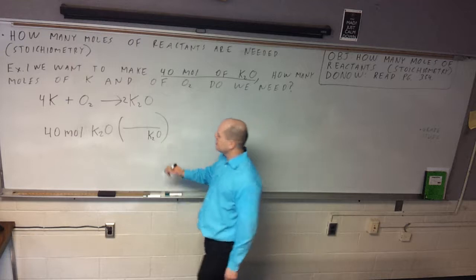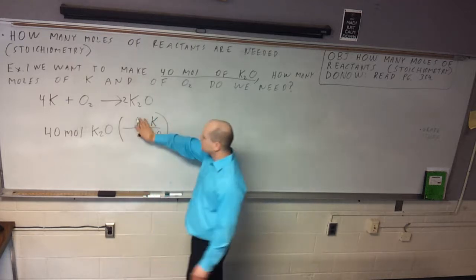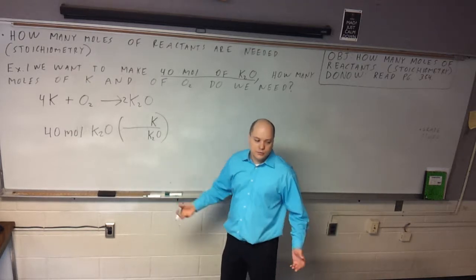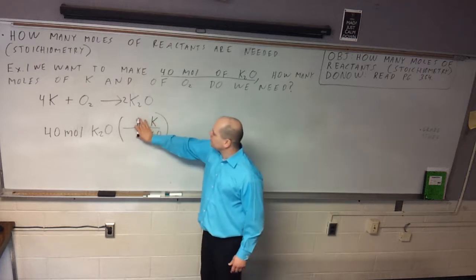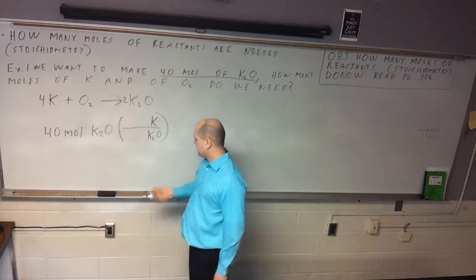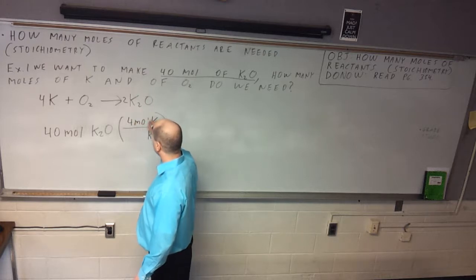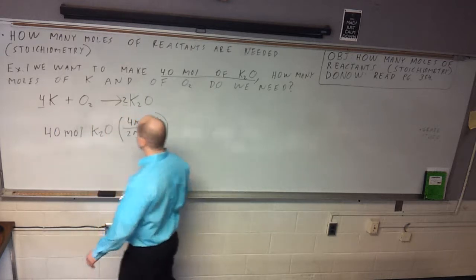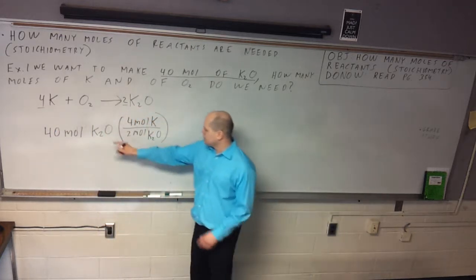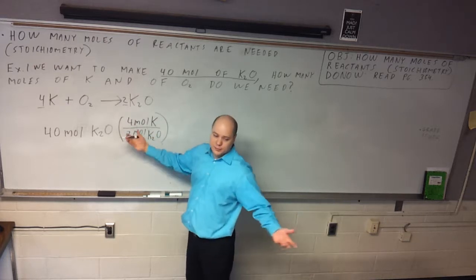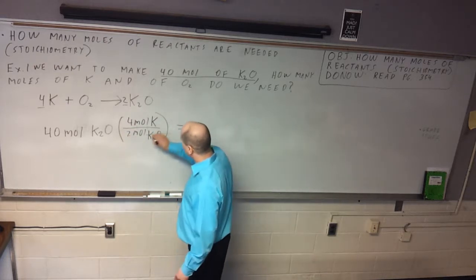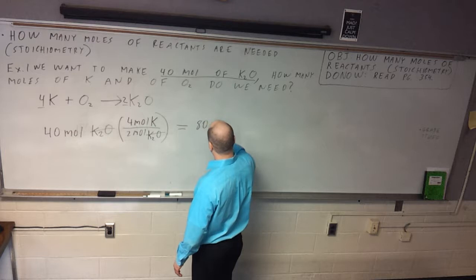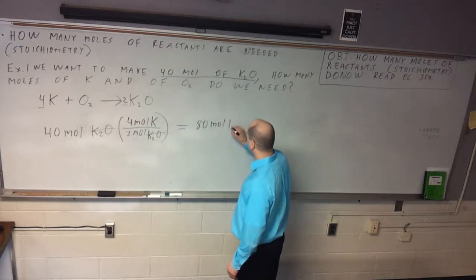And then whatever you're trying to find, you're going to put on top. So let's do potassium first. So we'll put K on top. And then what you need to write in here is the mole ratio that has potassium over potassium oxide. That's the whole reason we did all that stuff on Friday, so we know what numbers to put in here. So what's going to go on top? 4 moles. What's going to go on the bottom? 2 moles. So we're just doing these numbers here, right? So all we have to do here is 40 times 4 over 2, which is really just 40 times 2. And this is going to cancel out, so our answer will come out in moles of potassium. So it'll be 80 moles of K, potassium.